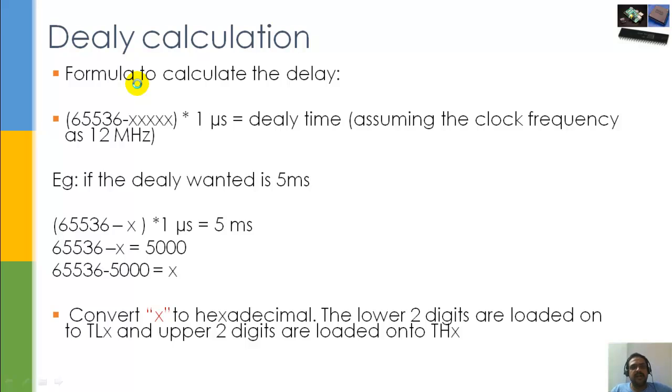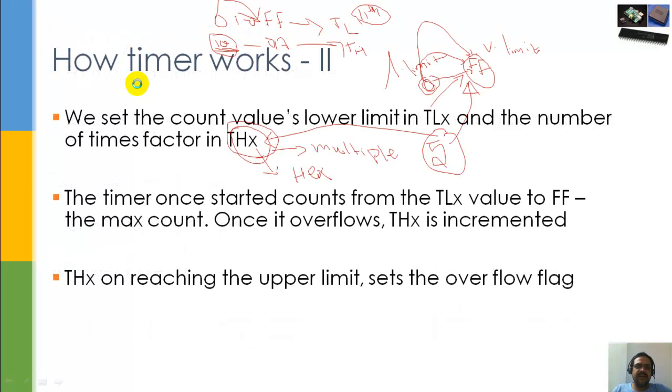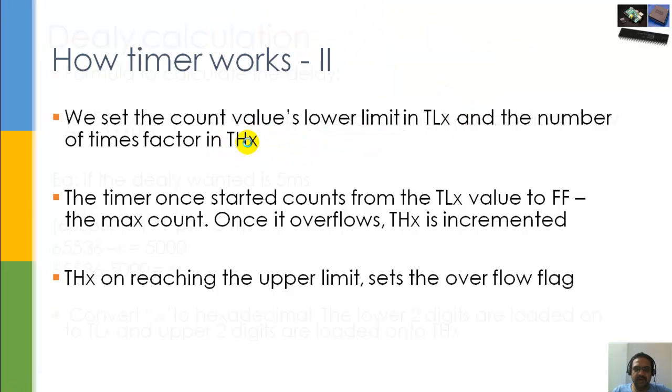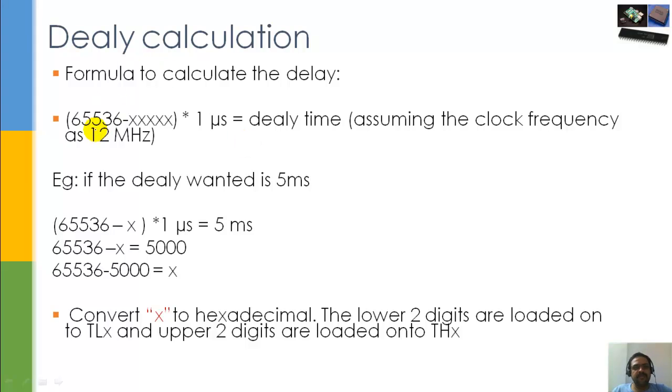Now how to calculate the delay? Last slide when I went back, I told you, you have to load a number in TL depending upon the delay you want, and a multiplier number in TH depending upon the delay. So what is this delay? How to calculate this delay? Now I told you TH register is an 8-bit register and TL register is also an 8-bit register.